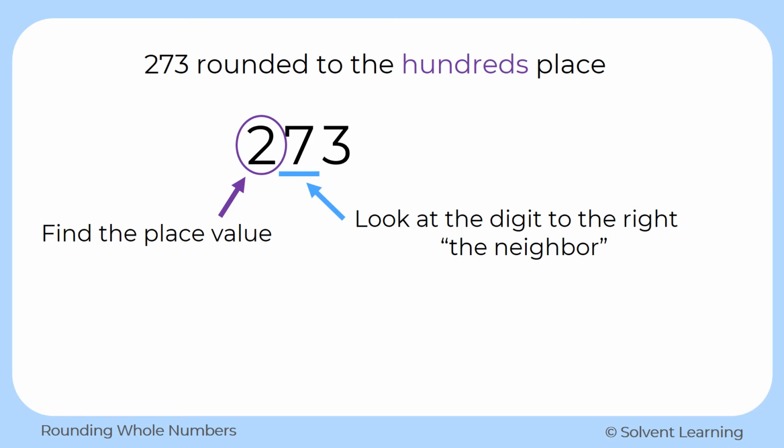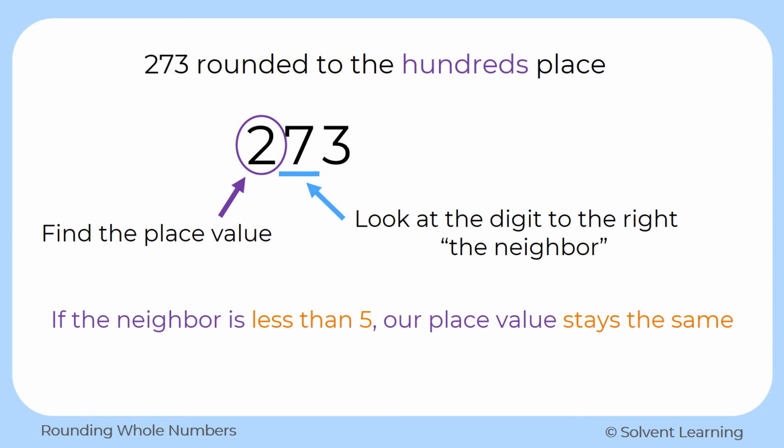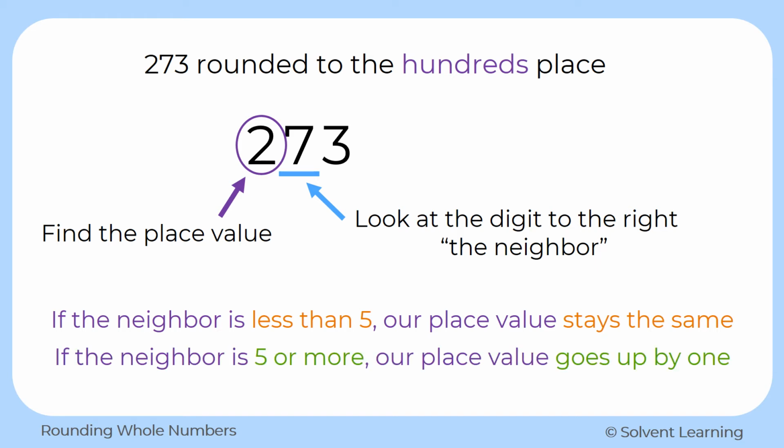The 2 is either going to stay the same or it's going to go up by 1 and become a 3. If the neighbor is less than 5, then our place value number would stay the same. If the neighbor is 5 or more, then our place value will go up by 1. And since 7 falls into that second category of being 5 or more, then our place value digit is going to go up by 1 and the 2 will become a 3. And then any digits after that automatically become zeros. So our number, rounded to the hundreds place, becomes 300.